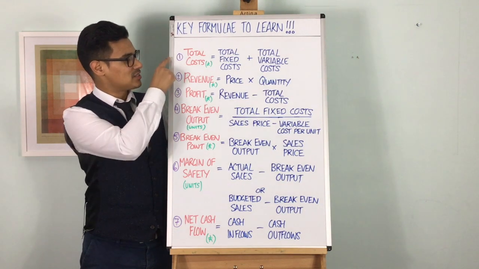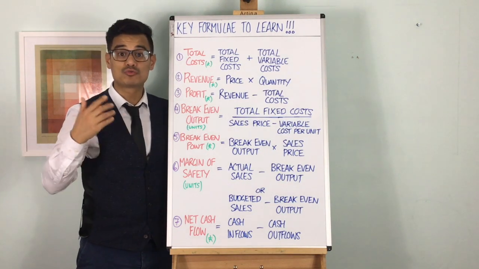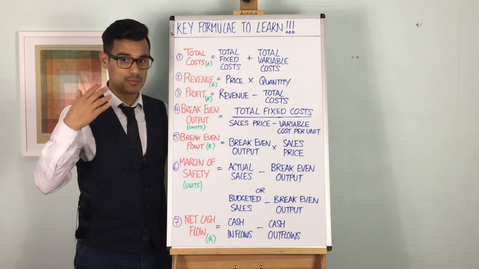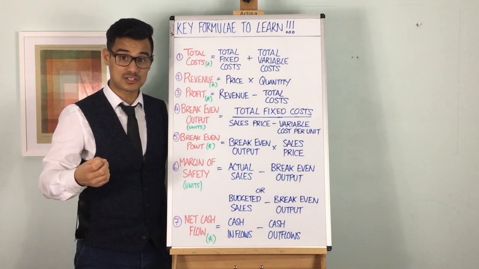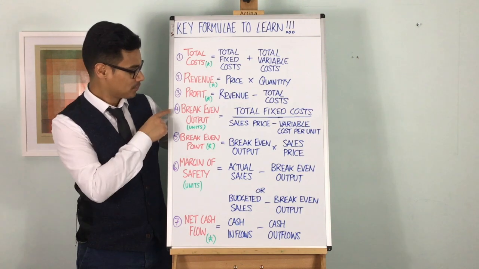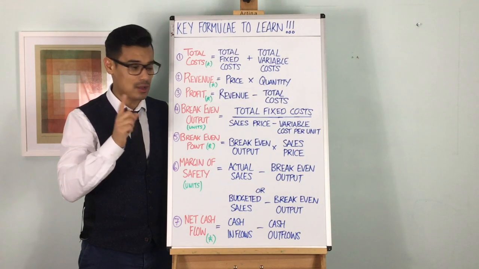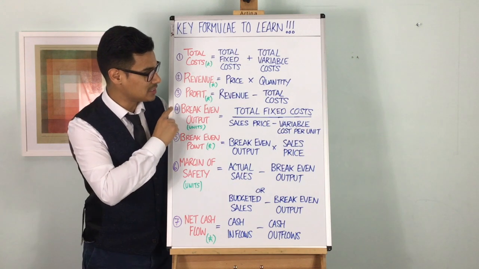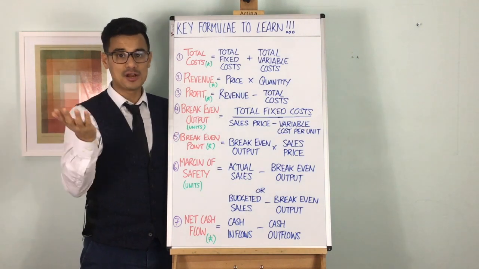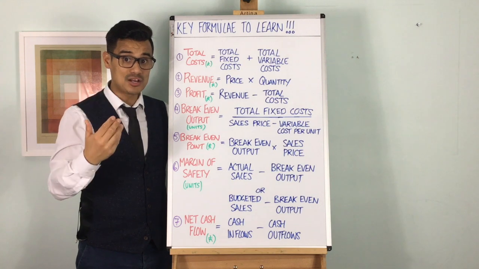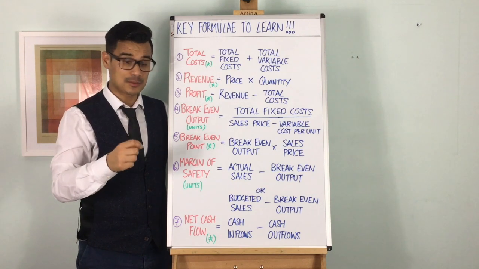Number three that relates to number one and number two is profit equals revenue minus total costs. Remember, total costs equals total fixed costs plus total variable costs. Number four, break-even output, measured in units, not in pounds. Break-even output measured in units equals total fixed costs divided by sales price minus the variable cost per unit.